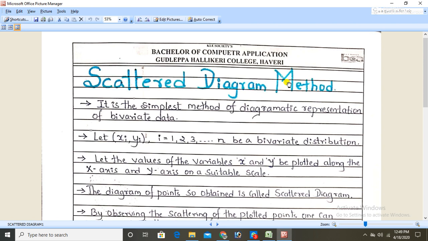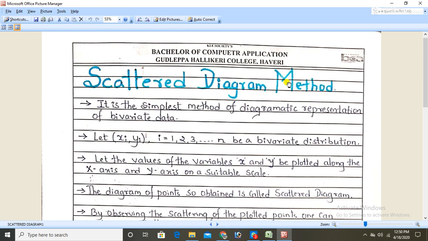The scattered diagram method is one of the methods used for measuring correlation. I think we have discussed correlation, linear correlation. There are three methods of measuring correlation. One is scattered diagram, next one is Karl Pearson's, then rank correlation. We are done with Karl Pearson's and rank correlation. We are left with the scattered diagram method. That's why the scattered diagram method is a method of measuring correlation.